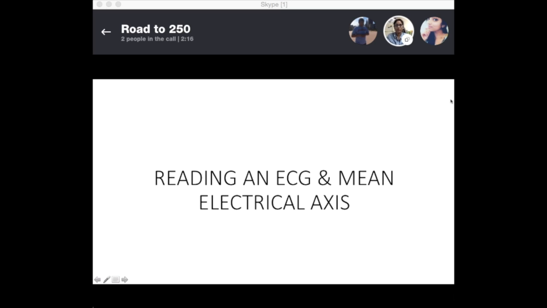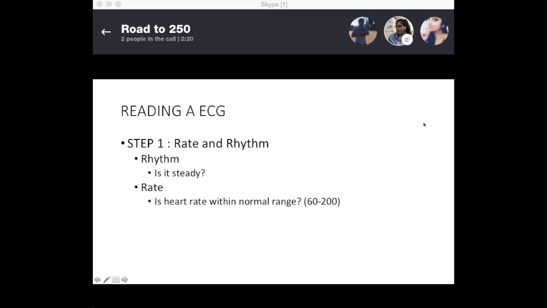I'll just start off with reading an ECG and mean electrical axis. I know this is pretty basic and there's only so much high yield on the USMLE, but I did think that going into a little bit of detail about mean electrical axis points would help you in vignettes when they talk about that.